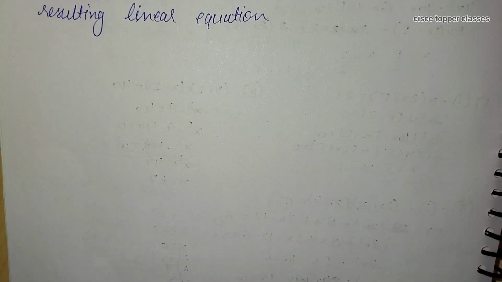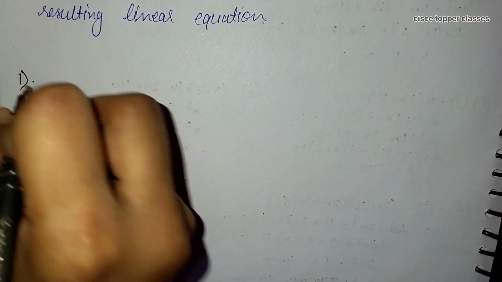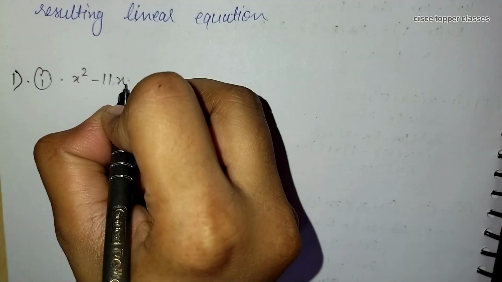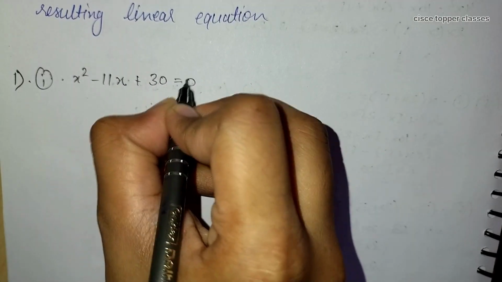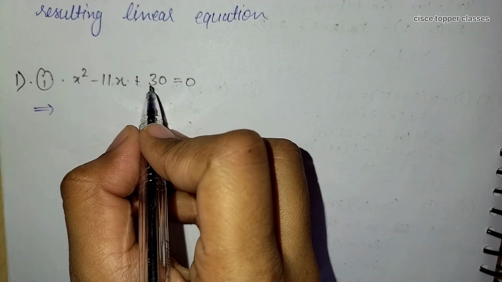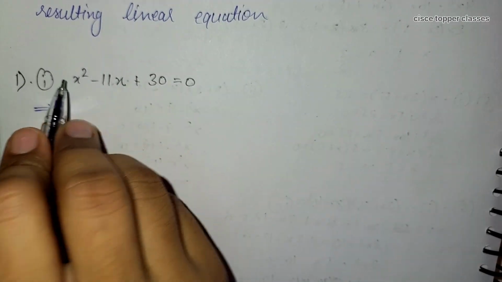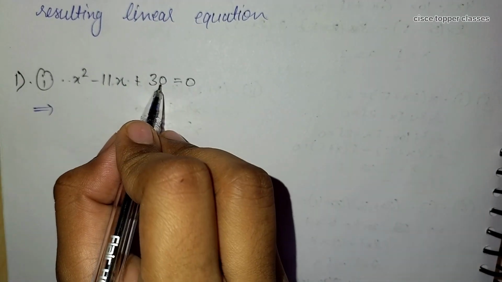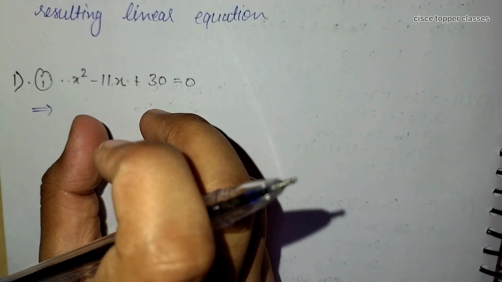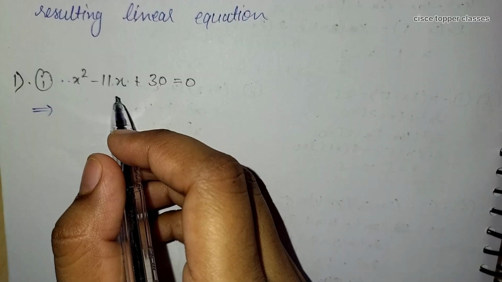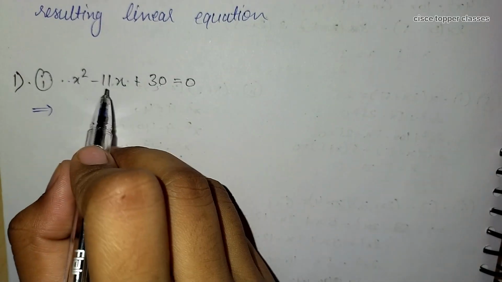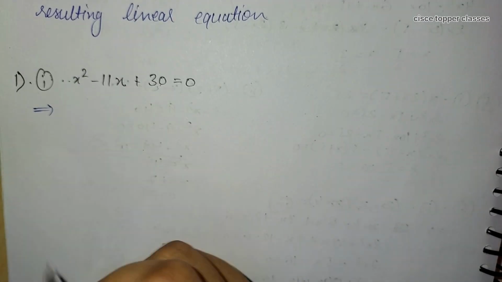So let us start solving question number 1 of this exercise. The first part is x square minus 11x plus 30 equal to 0. So let us solve it. Firstly, we have to multiply the x square coefficient and the constant, and find two parts which multiply to give 30 and on adding give minus 11x.